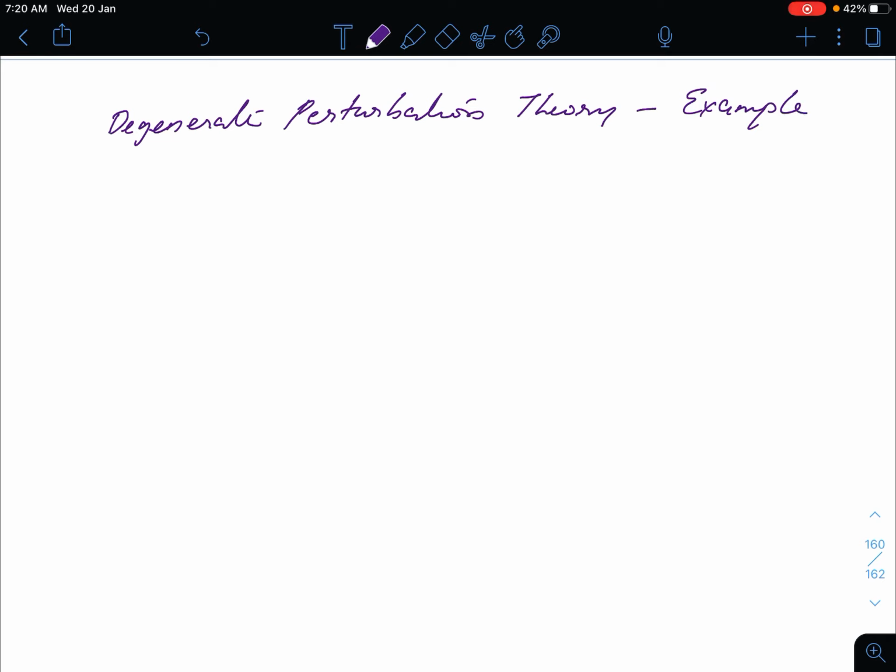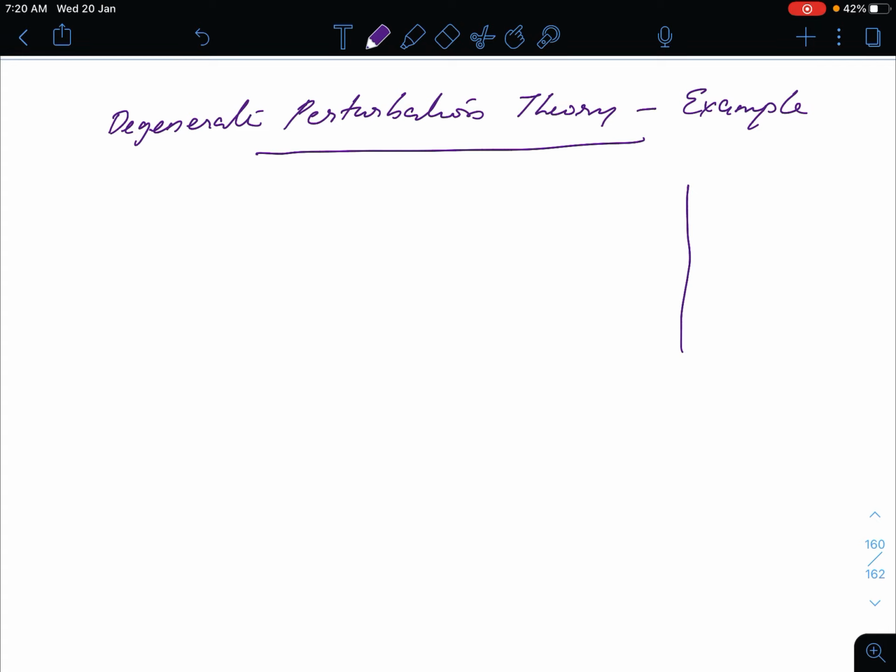So in this session, let's consider an example for degenerate perturbation theory, which we have discussed in the last class. So this is a very beautiful example.